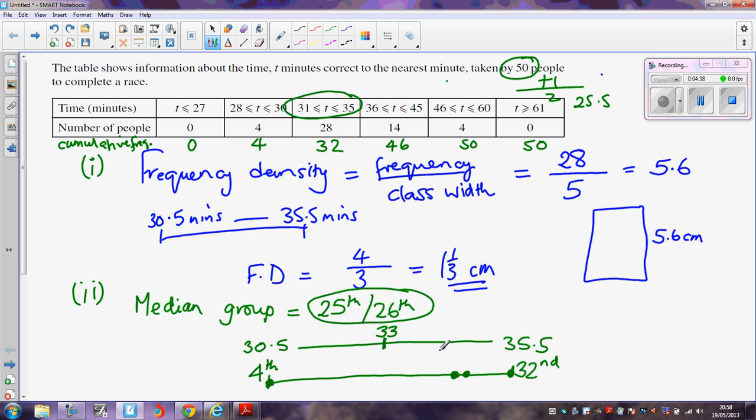In other words, higher than 33 minutes. That's just, I mean, it's only an assumption here. We are assuming that all these 28 people are evenly spread across this group. So you've got 28 little people across here. The 25th and the 26th are going to be pretty close to the 32nd person, so they're going to be round about here. So I would expect the median to be higher than 33, and that's what I'd write there, and this would be my reasoning.